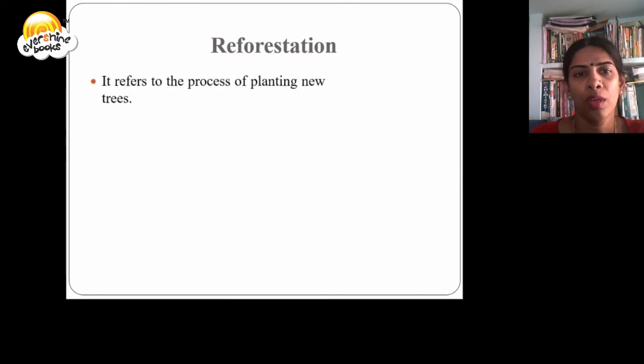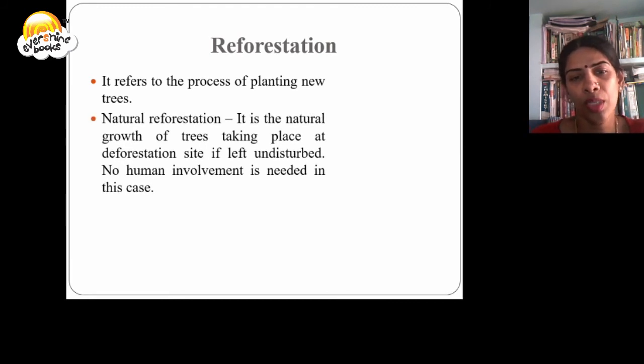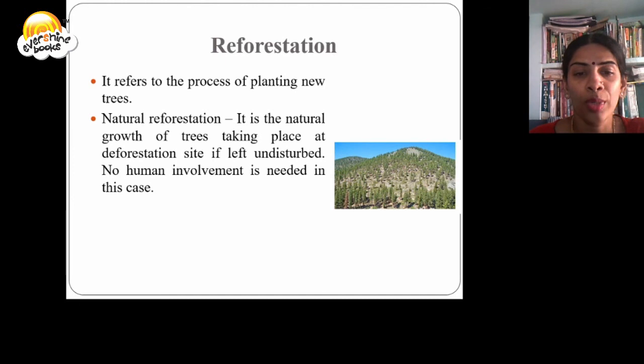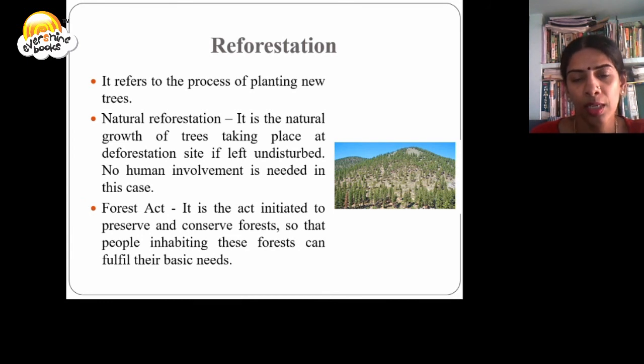Reforestation. It refers to the process of planting new trees. Natural reforestation means the natural growth of trees that takes place at a deforestation site if left undisturbed. There is no human involvement in this case. Forest Act. It is an act initiated to preserve and conserve forests so that people inhabiting these forests can fulfill their basic needs.